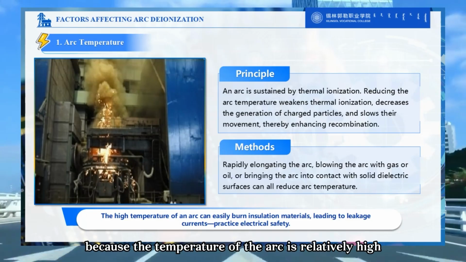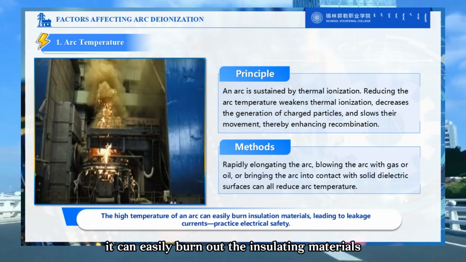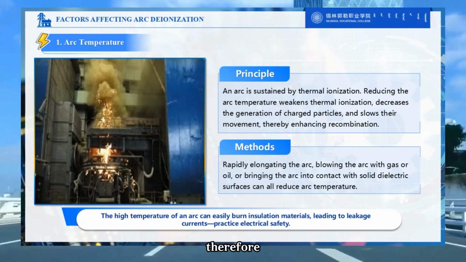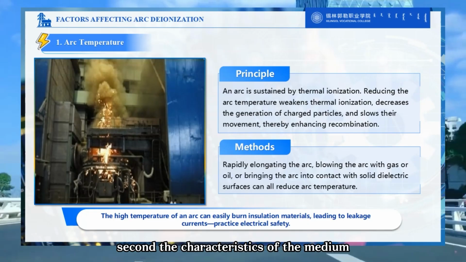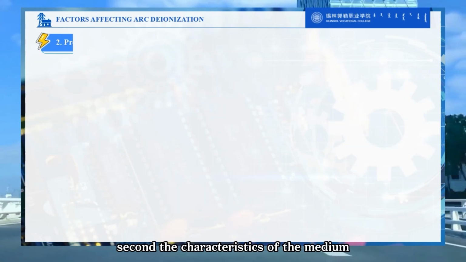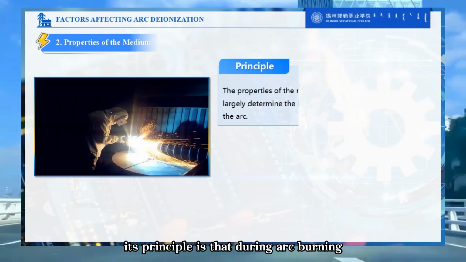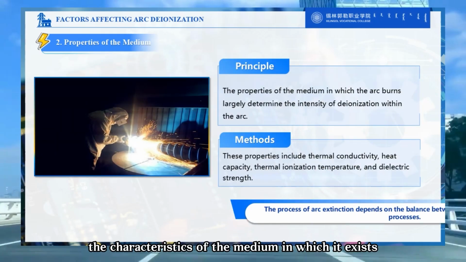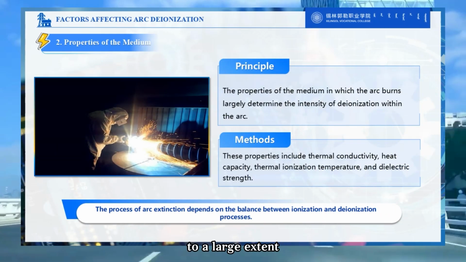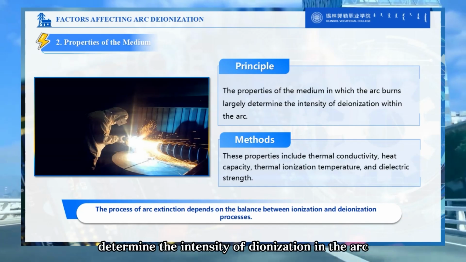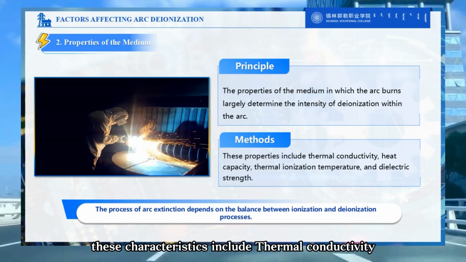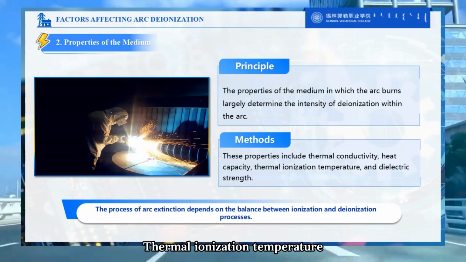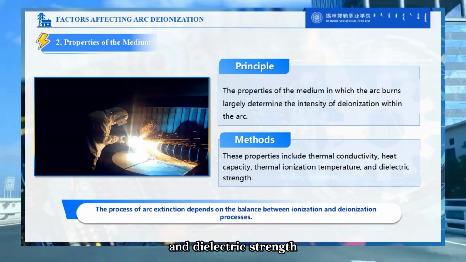Because the temperature of the arc is relatively high, it can easily burn out the insulating materials, causing electrical leakage. Therefore, awareness of safe electricity use must be raised. Second, the characteristics of the medium. Its principle is that during arc burning, the characteristics of the medium in which it exists to a large extent determine the intensity of deionization in the arc. These characteristics include thermal conductivity, heat capacity, thermal ionization temperature, and dielectric strength.